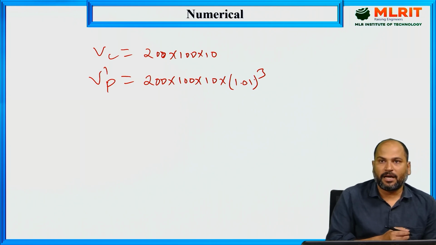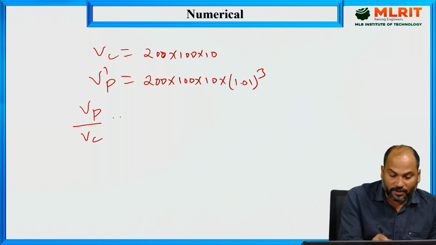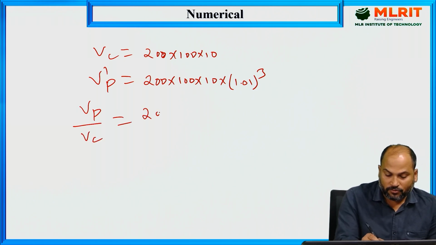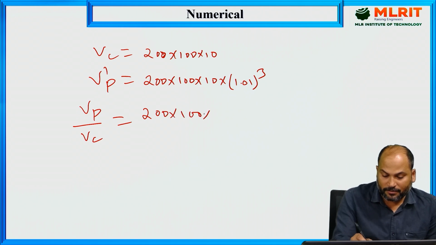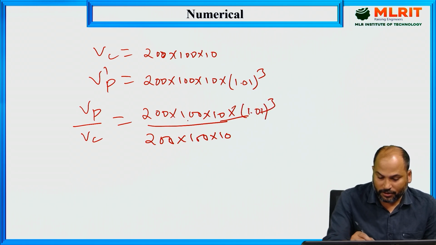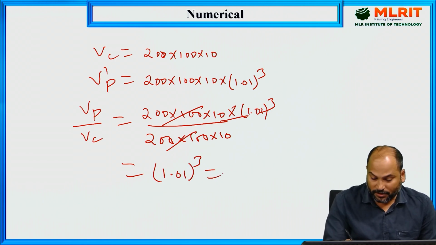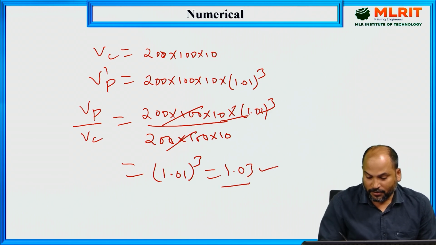So what do we have to calculate? We have to calculate the ratio, that is VP, the volume of the pattern, upon VC, the volume of the casting. So this will be 200 by 100 by 10 divided by 200 by 100 by 10, and this is 1.01 whole cube. So this will be cancelled out, and finally it will be 1.01 whole cube. We will calculate this one. This comes out to 1.03. So that will be the answer.